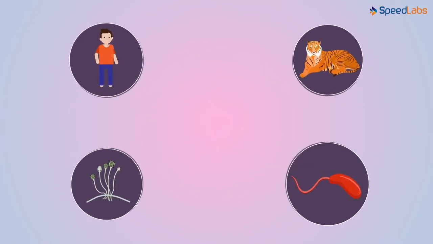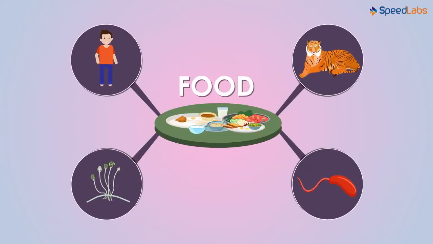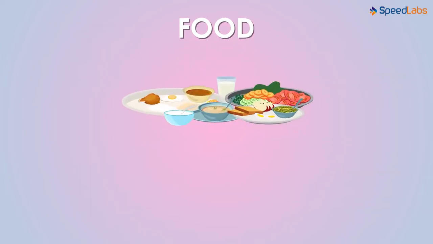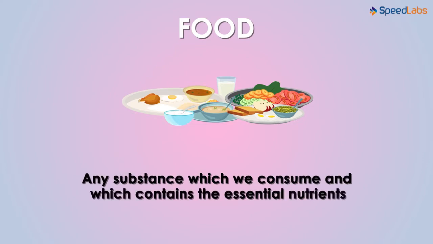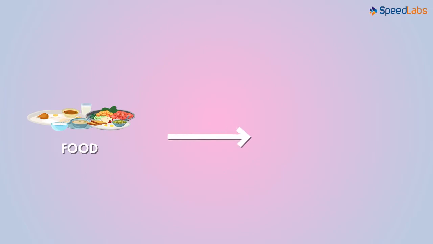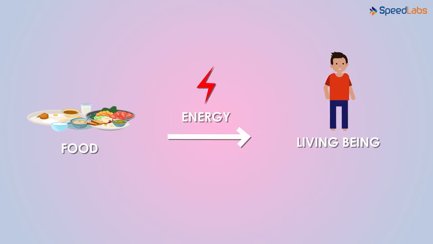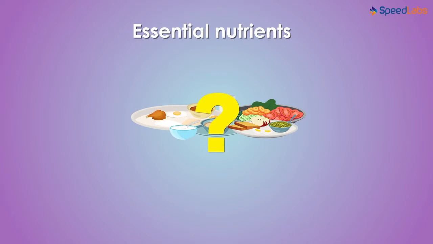We all know that living beings depend on food for survival. What do we exactly mean by this? Food is basically any substance which we consume and which contains the essential nutrients. It means that food is a form of fuel which supplies the required energy to living beings. So what essential nutrients are present in the food that we consume?